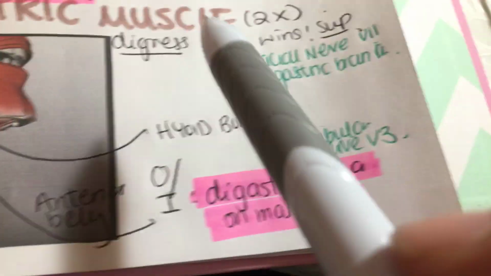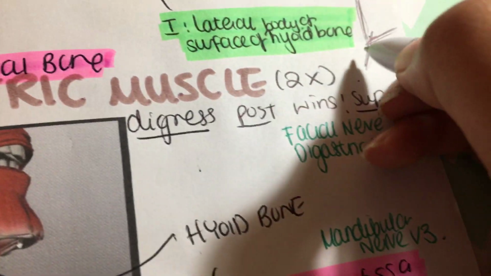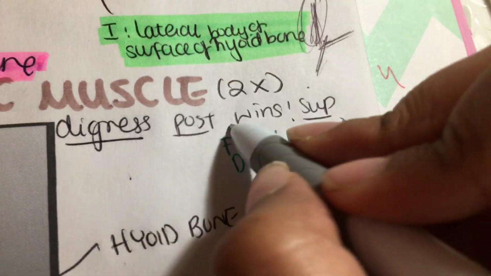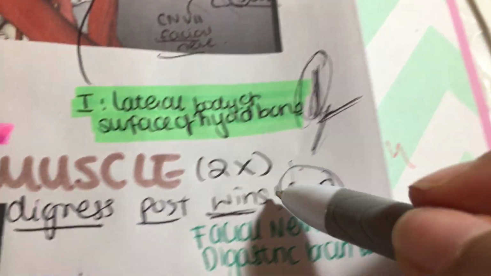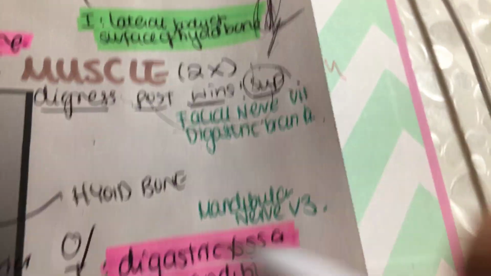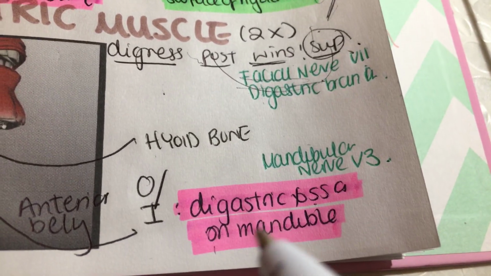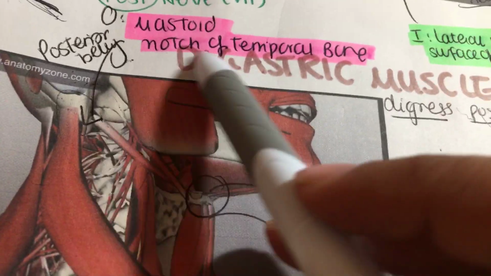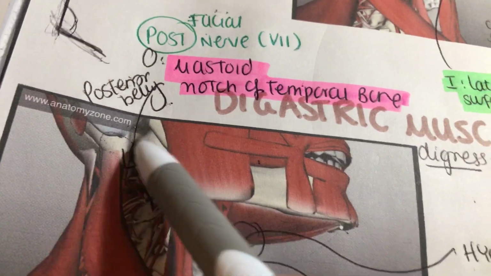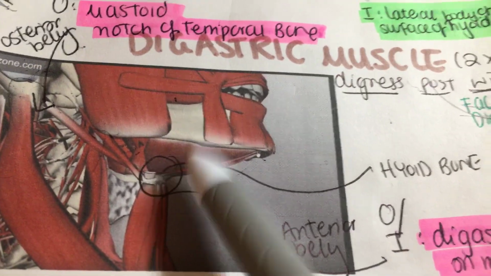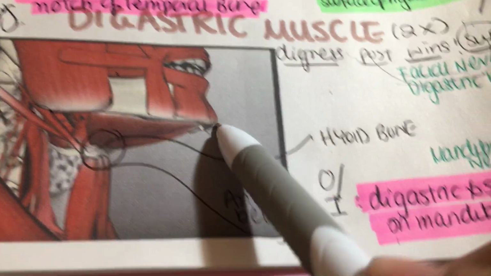Now, the way to remember it is that when something digresses, the one that's at the back, the posterior, is winning. That means the posterior one will be more superficial, and the superficial one is also SS: stylohyoid, and the superficial branch of the digastric, which is the posterior. So the posterior is going to be innervated by the facial nerve. The other way to look at it is that the posterior belly originates from the mastoid notch, and the anterior belly originates from the digastric fossa on the mandible. Okay, that's funny.